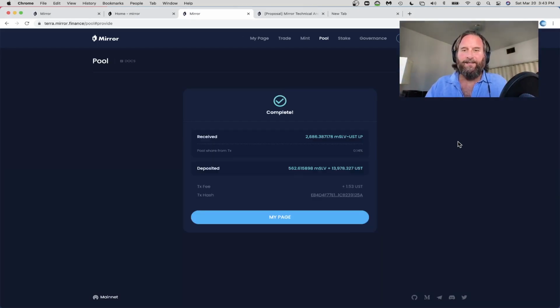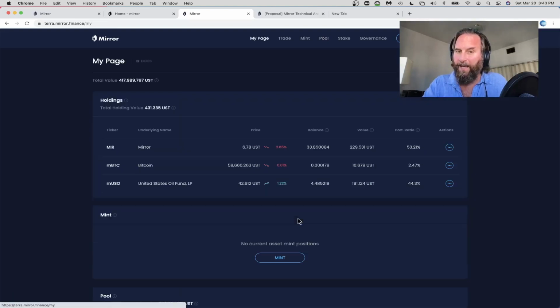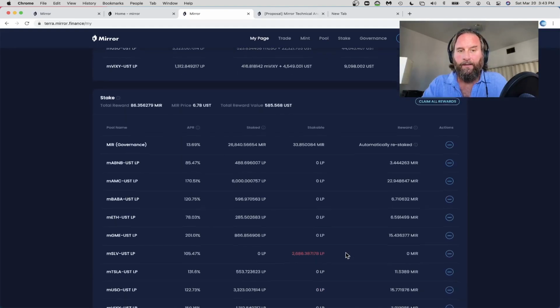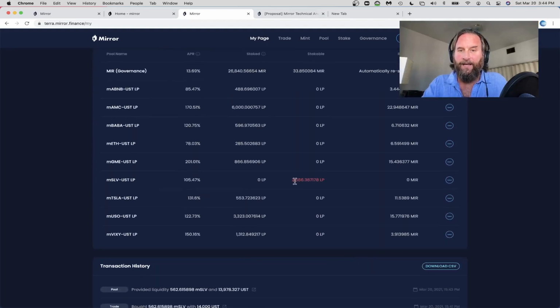Look at this. This is like heaven. So now I deposited my silver that I just purchased. Then I matched the value of that in the pool with another $14,000, right? And now we're going to go to my page. Okay. There it is in red. I didn't stake it yet. I didn't stake that LP. So I need to stake that LP in order to start earning these rewards, right? So that's what I'm going to do.